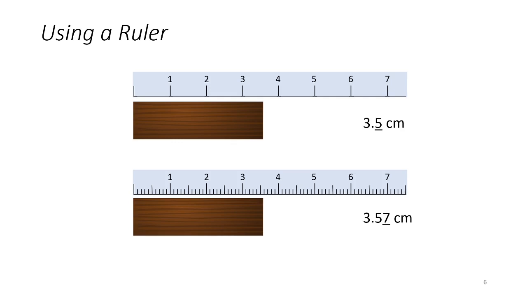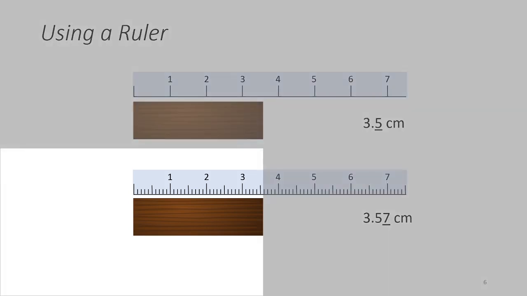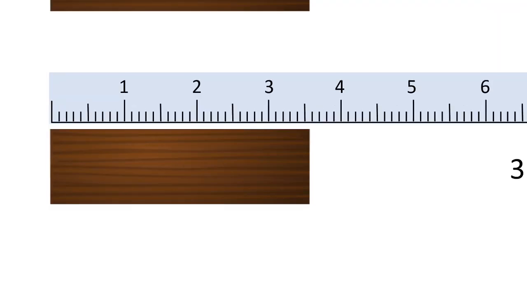You might think it's closer to 3.6 centimeters, but it doesn't really matter because by reporting the length either as 3.5 or 3.6, we are telling other scientists that the last digit is an estimate. By using the ruler on the bottom, we can have more confidence in our measurement. We can now see that the wood is between 3.5 and 3.6 centimeters long. And if we zoom in, I think it is about 7/10 of the way between 3.5 and 3.6. So I would report my measurement as 3.57 centimeters.